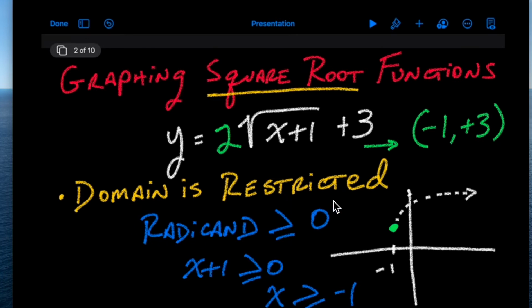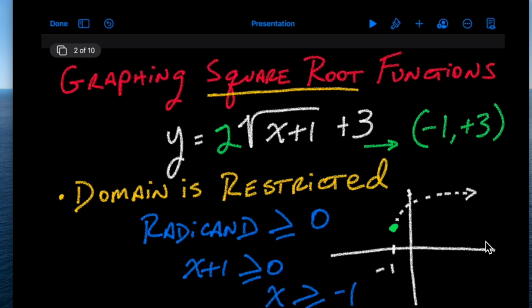The first thing you need to remember about a square root function or any even root function is that the domain is restricted, meaning the radicand cannot be negative. So whatever's under the radical sign, also known as the radicand, needs to be set to greater than or equal to 0 in order to find the domain. So here, if we set x plus 1 greater than or equal to 0, and we subtract 1 from both sides, we end up with the domain of x is greater than or equal to negative 1. So if you look at the sketch of this graph, you can see the graph only exists in the region where the x value is greater than or equal to negative 1.